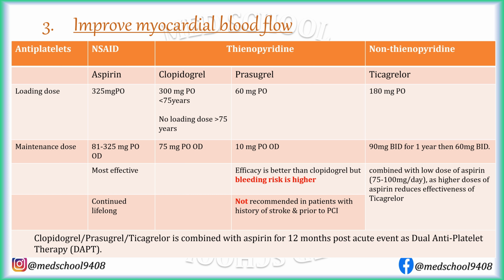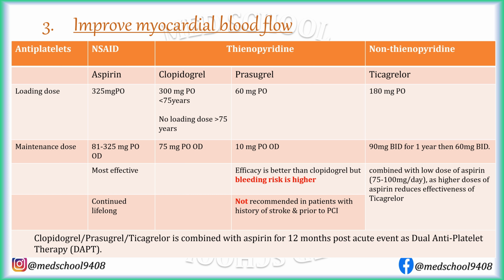Clopidogrel is the most commonly used adjuvant to aspirin. It belongs to thienopyridine group. Loading dose of clopidogrel is given only when patient is younger than 75 years and dose is 300 mg orally. Some studies recommend loading dose of 600 mg. Maintenance dose of clopidogrel is 75 mg once daily.